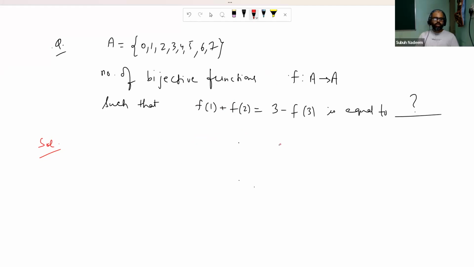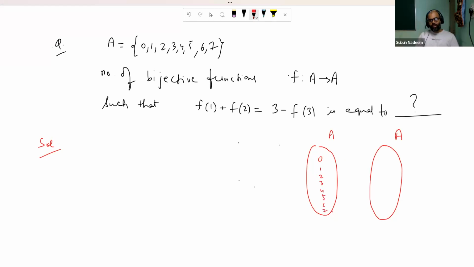So since it is one-one and onto, you have to think that this is a set A and you have to map to another set which is the same A. So 0, 1, 2, 3, 4, 5, 6, 7. These are the values here, and here also 0, 1, 2, 3, 4, 5, 6, 7. Now there is one-one and onto. That means 1 will be mapped to 1. It won't be like multiple pre-images will be mapped to 1, and all the values will be covered.